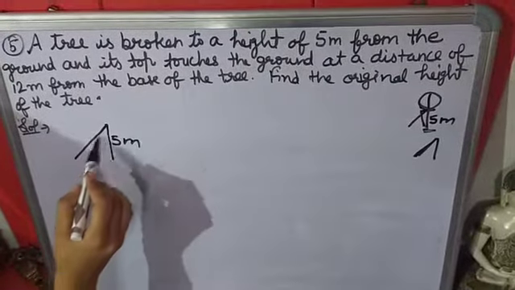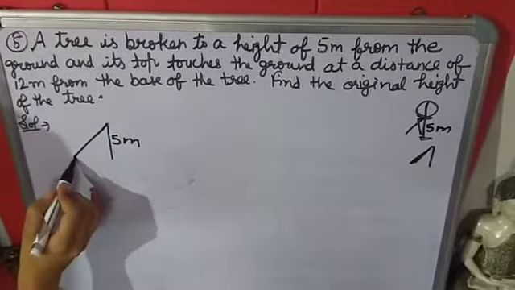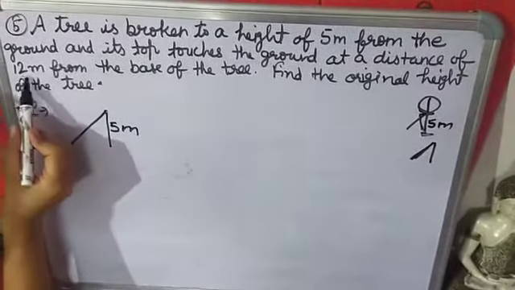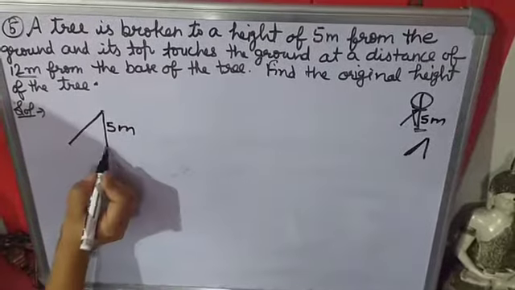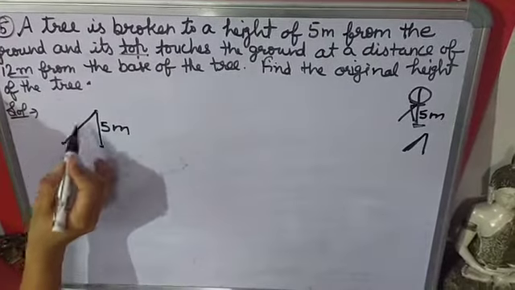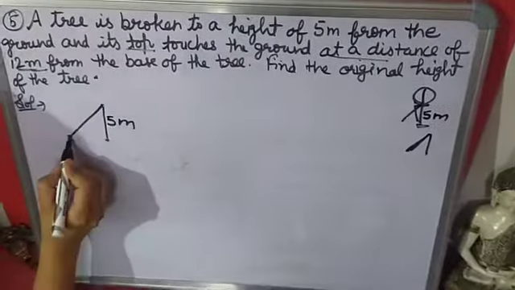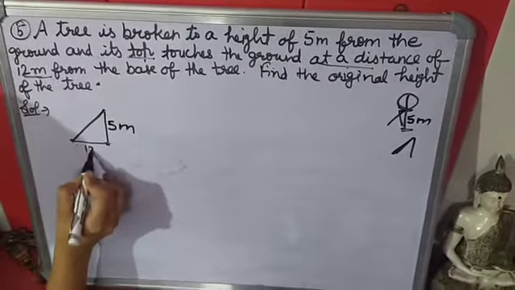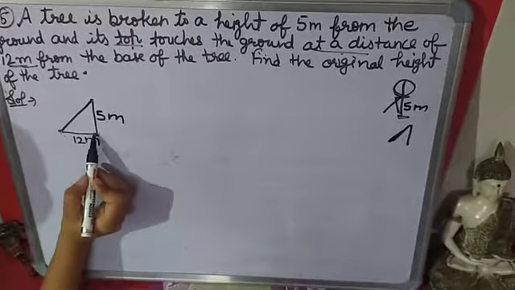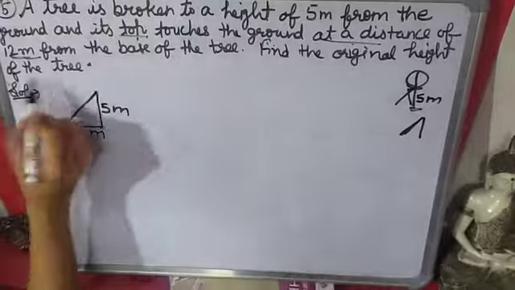And it is still connected with the tree, and the other part of the tree, the top of the tree, is connected with the ground. And he's saying its top touches the ground at a distance of 12 meters from the base of the tree. This is the base of the tree. Its top touches the ground at a distance of 12 meters from the base of the tree. So this is the distance between the top of the tree and the base of the tree. He is saying find the original height of the tree.